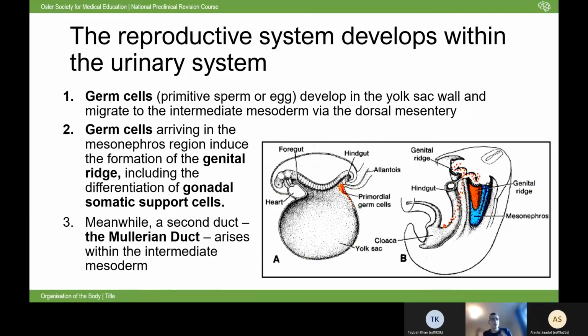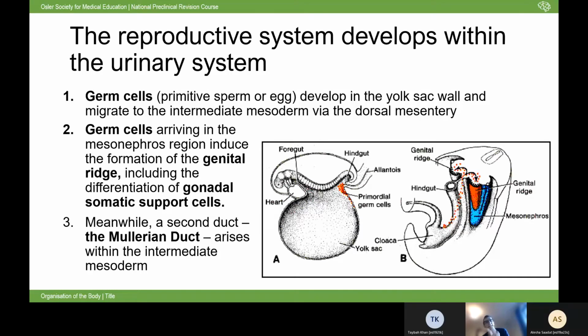We also have the reproductive and the genital systems, which develop hand in hand with the kidneys and the nephric system. So a little reminder that you have your germ cells that are ironically some of the earliest cells to differentiate during your development, but they form outside of your body. They form in the yolk sac wall, and they go on this long journey into your trunk, into your body via the dorsal mesentery, and they end up in the intermediate mesoderm.